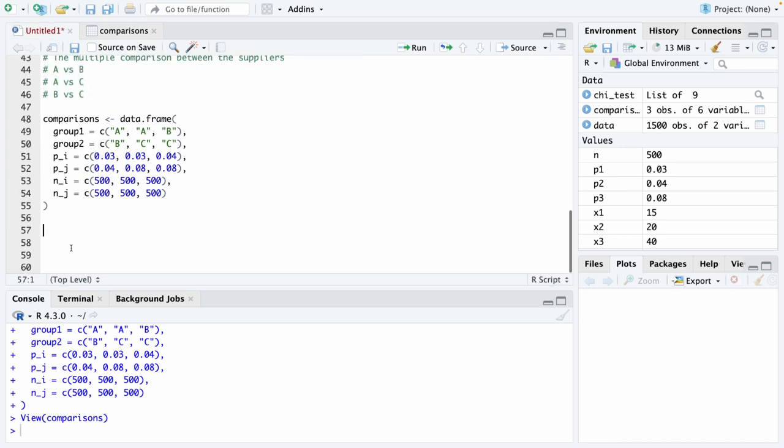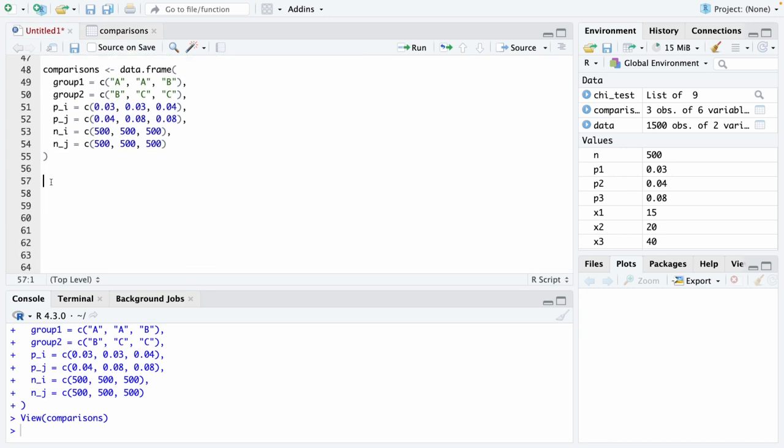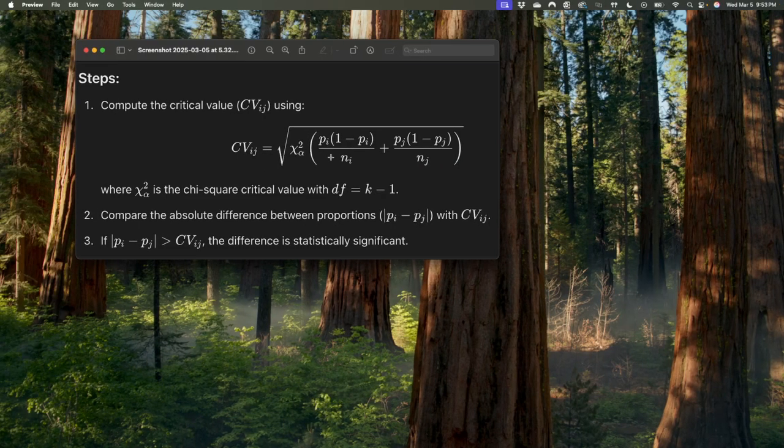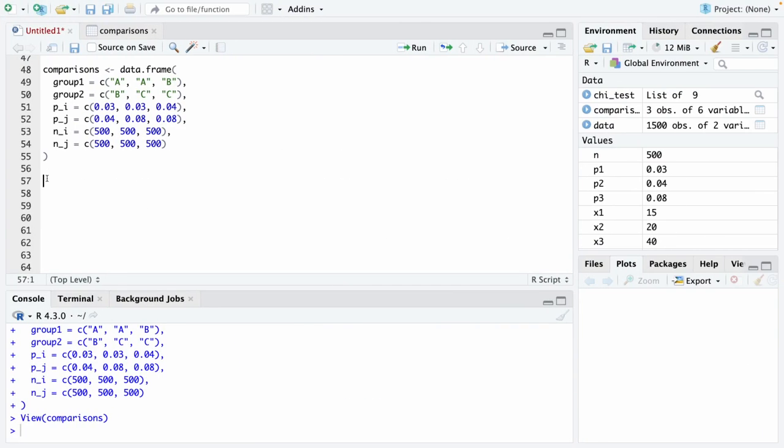So the next thing we want to calculate now is we want to use this equation. We want to bring this equation into play. But before we do that, we need to calculate our critical value here. This critical value is very important, so we need to calculate that separately. So define the chi-square value. Remember, our degree of freedom was 2 and alpha is 0.05.